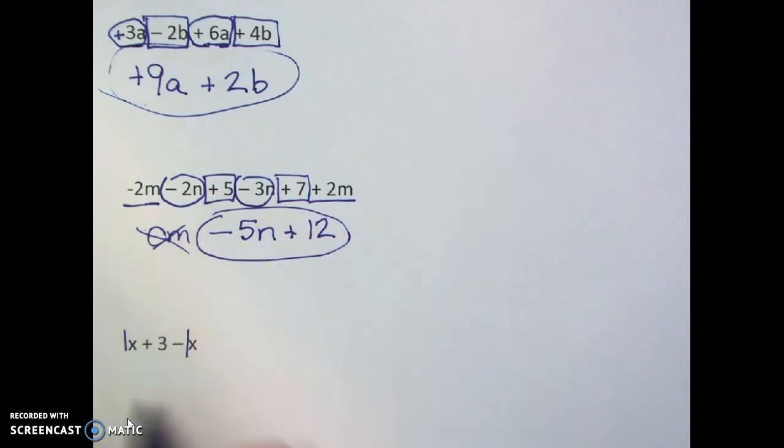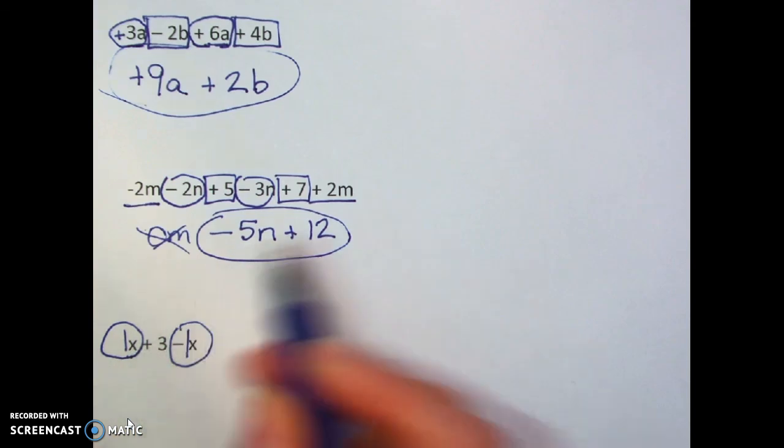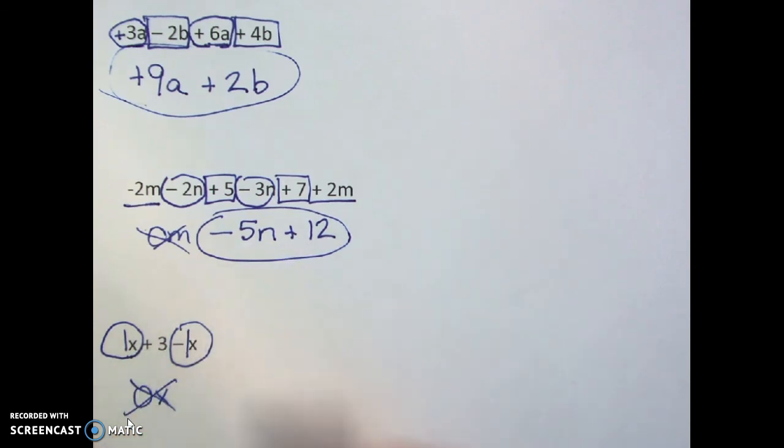So negative 1. So when we go to put these together, we have a positive 1x and a negative 1x, which adds up to 0x, which means we don't need to write it. The only thing left is our 3. So our answer to this simplifies to a 3. So that's adding like terms.